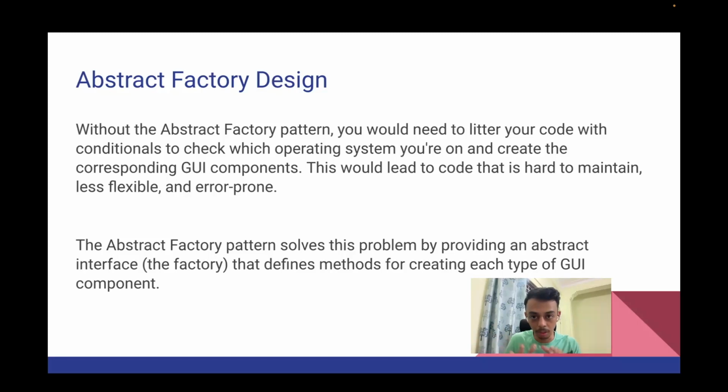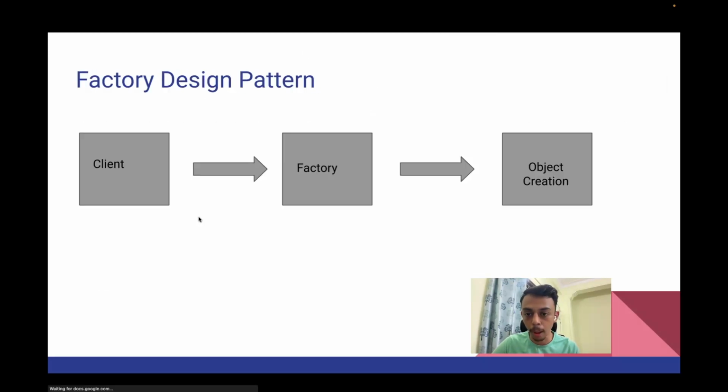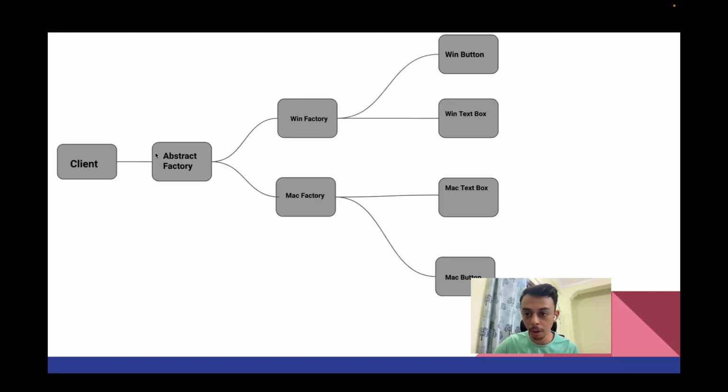So how is this problem solved? This is solved by the implementation of the abstract factory design. As you can see, this is a pictorial representation. We have just one more layer of abstraction created. Going back to the factory pattern, we have three layers: the client layer, the factory layer, and the object creation process. Now here we have one more, that is the abstract factory. The abstract factory does the job of figuring out whether the client is a Windows client, a Mac OS client, or a Linux client. This layer does that job.